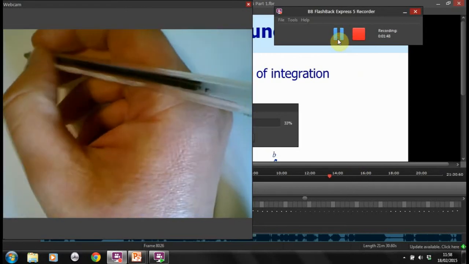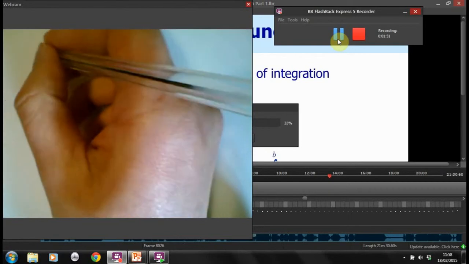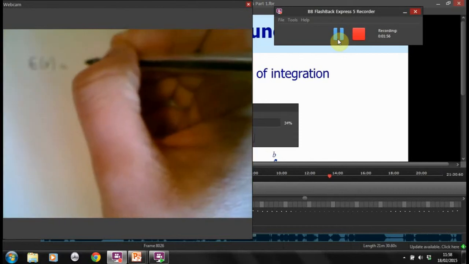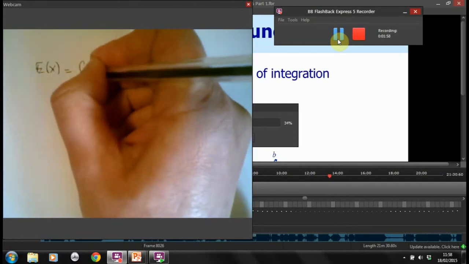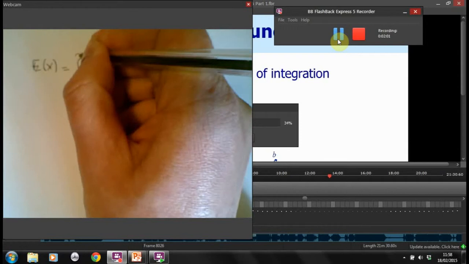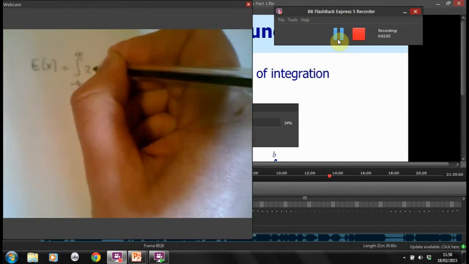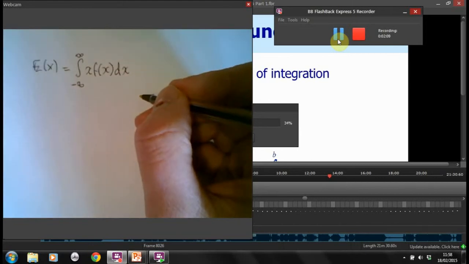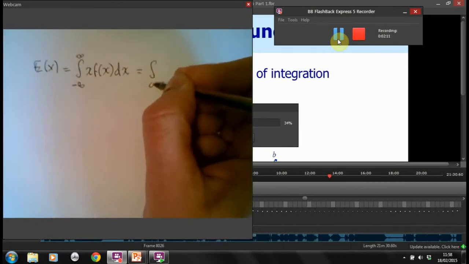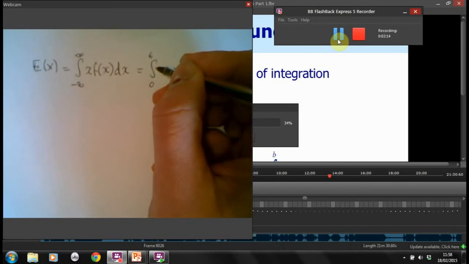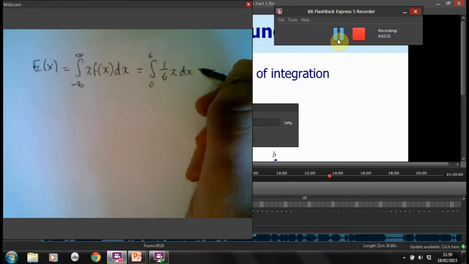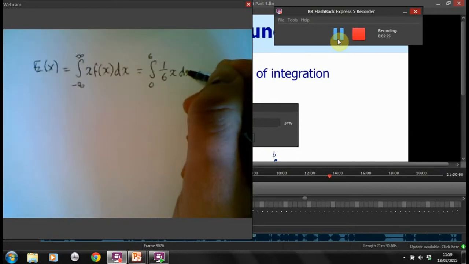The second thing I want to do is to compute the expectation of x. So let's think about the expected value of x. We know from the formula that that's given by the integral between negative infinity and plus infinity of x times f of x with respect to x. In this case, that's going to be the integral between 0 and 6. Remember, this PDF is only defined between 0 and 6. So it's going to be the integral between 0 and 6 of 1/6 of x with respect to x.